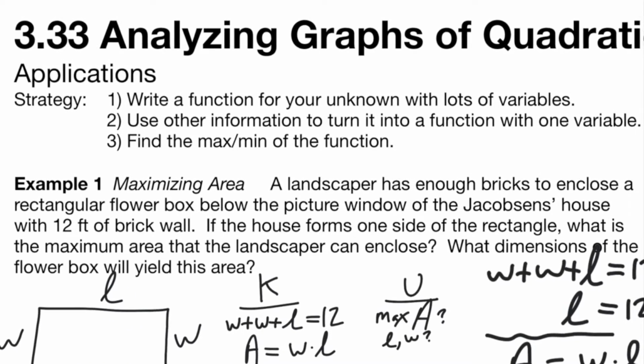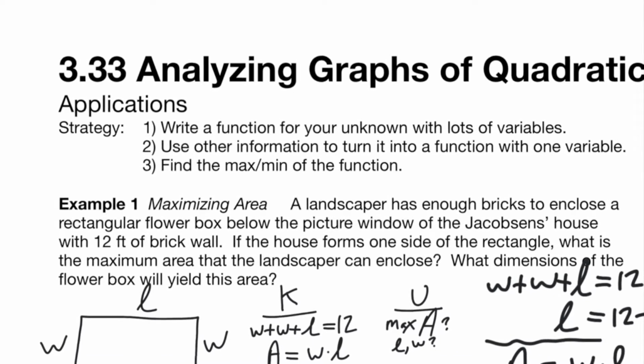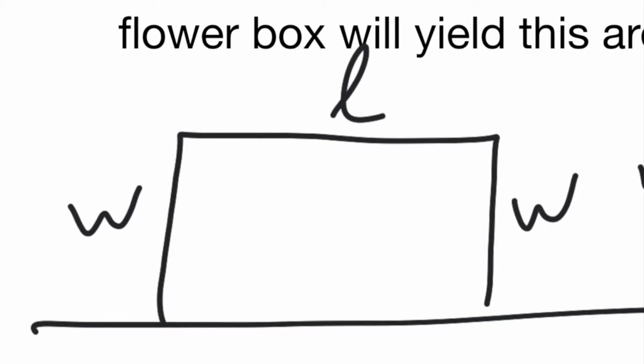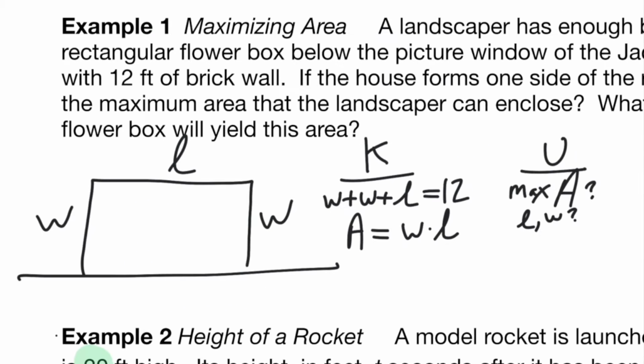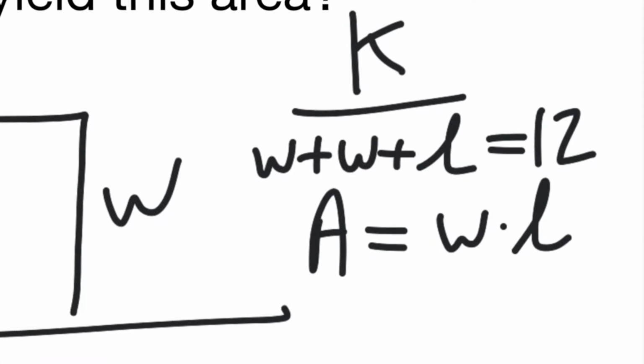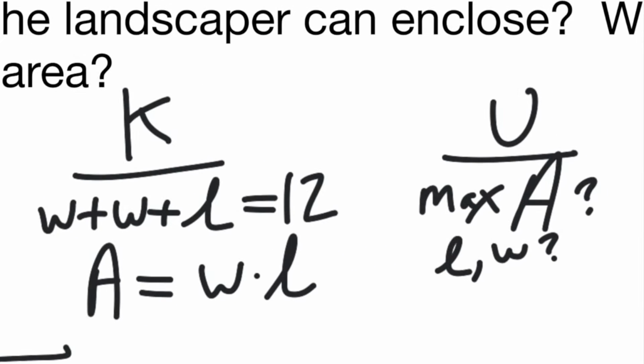If the house forms one side of the rectangle, what is the maximum area the landscaper can enclose? What dimensions of the flower box will yield this area? So I drew a picture, width, length, and the fourth side is just going to be the house. And so we know that width plus length is equal to 12, and we know that the area of the box is going to equal W times L. I'm trying to find a maximum of area, like under what conditions will area be the greatest, and I don't know what L and W are to make that happen.